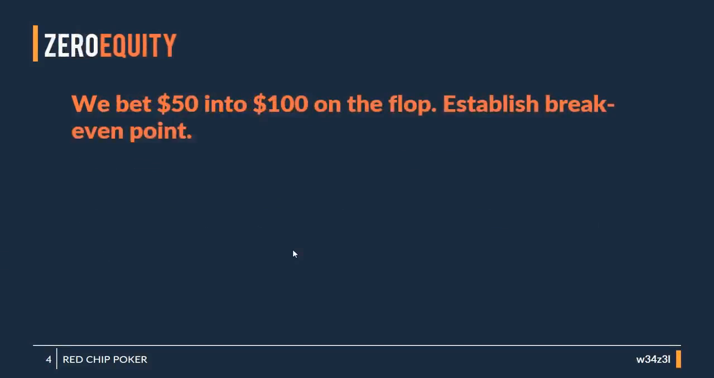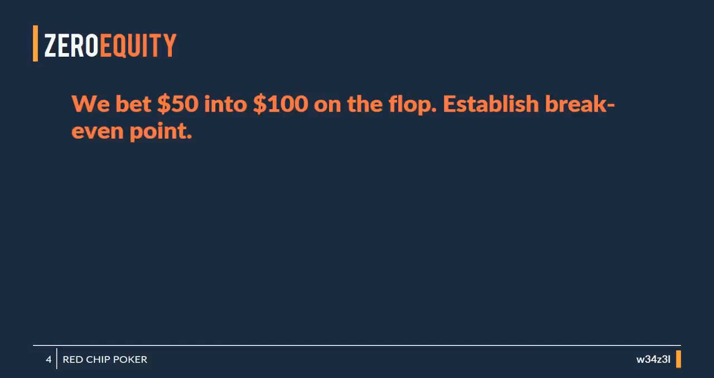Let's see the most simple example of this. And the concept here is named break-even points. The idea is if our opponent folds exactly at a certain frequency, our expected value will be exactly 0. We refer to that as the break-even point on a bluff. If our opponent folds more than the break-even point, our expected value becomes positive. If he folds less than the break-even point, our expected value becomes negative.